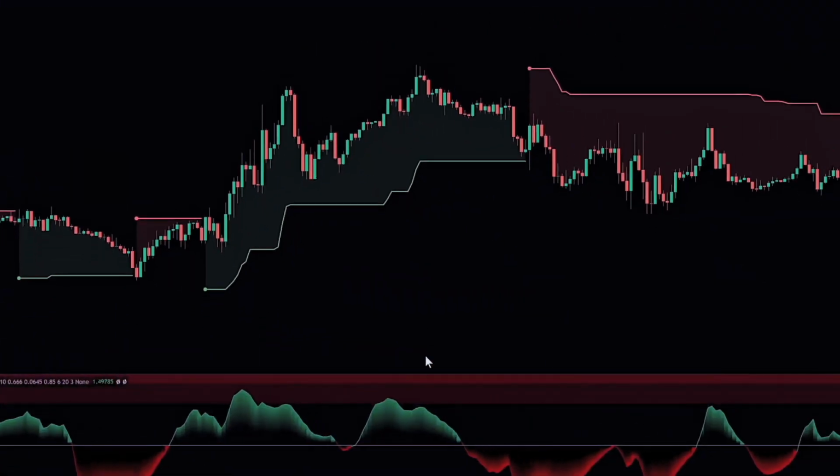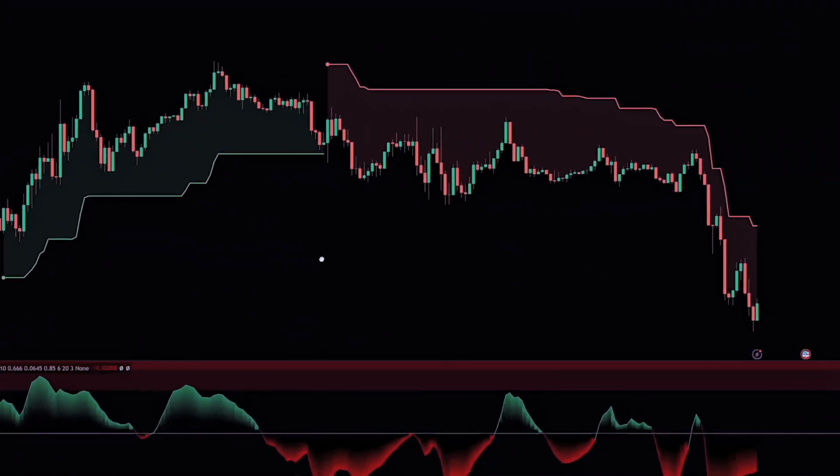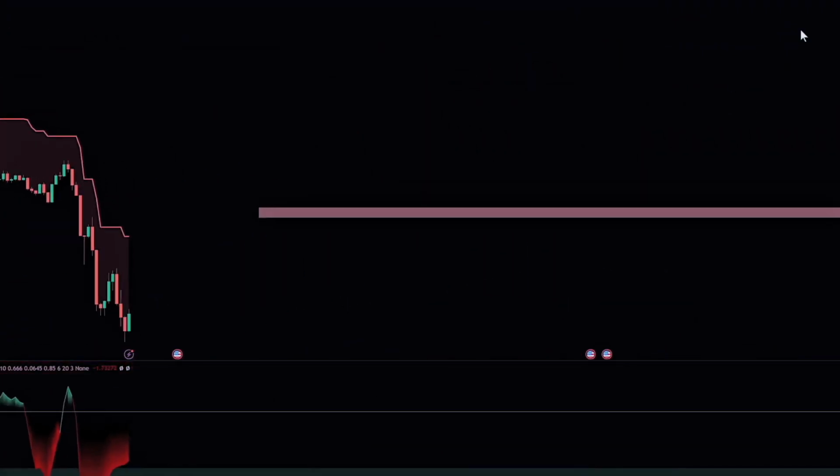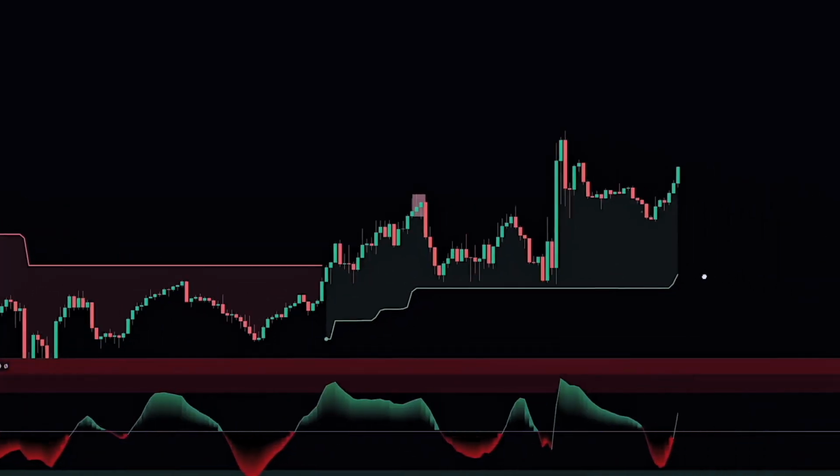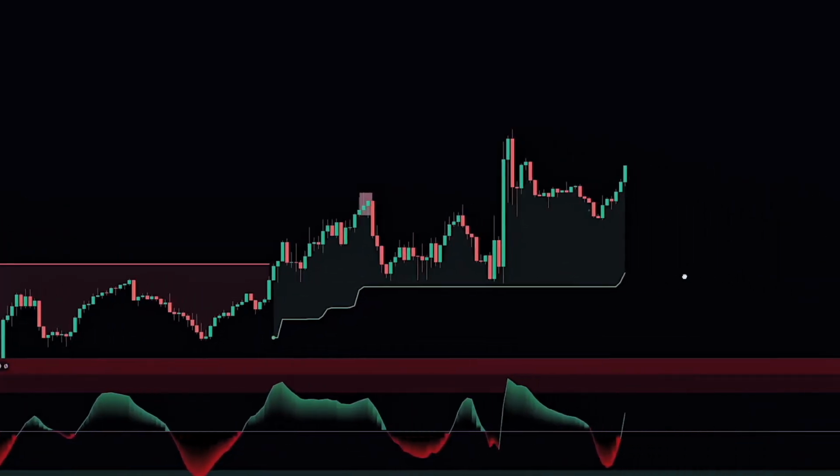So now our setup uses these two indicators, but we're also going to add a price action confirmation. Basically, we want to see either a clean break and retest of support or resistance, or a strong bounce off one of those levels. Let me show you exactly how it works. For a long entry, we need three things.